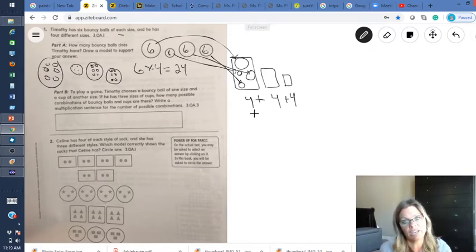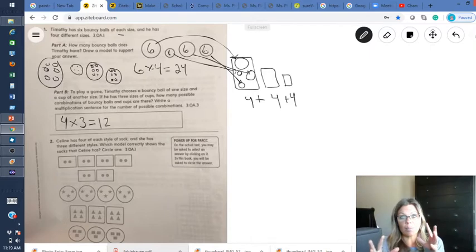What is a multiplication sentence for this? If I take 4 3 times, it's going to be 4 times 3, which is 12, right? There are 12 different combinations I can have with each cup and each size of a ball, okay? All right, let's look at number 2.